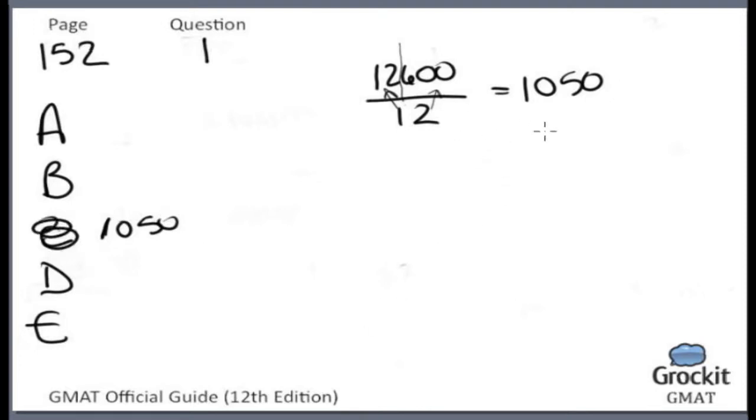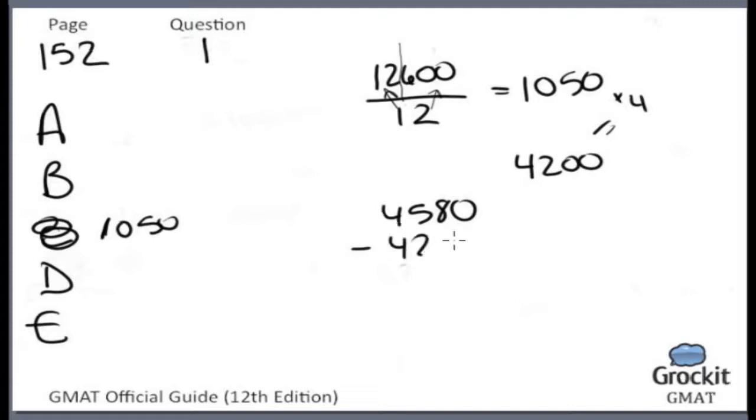We need to figure out next what the budget for the 4 months is. So 4 times 1,050 equals 4,200. Luckily, that answer does not appear as a trap. Now we just need to subtract the two. So we have our actual amount spent versus the 4,200, and we end up with $380. And that is choice A.